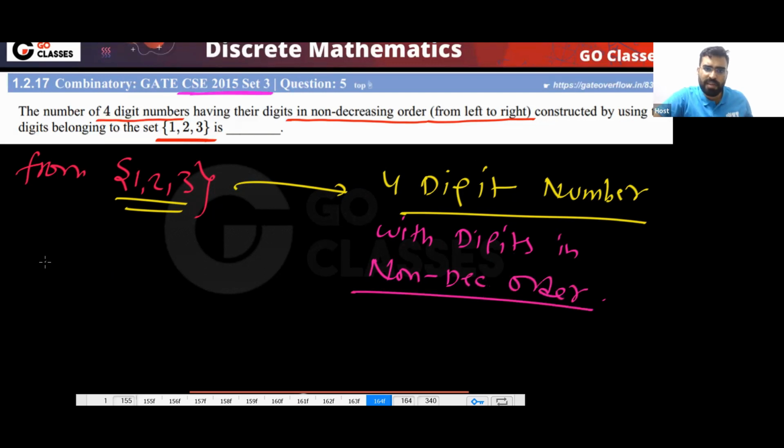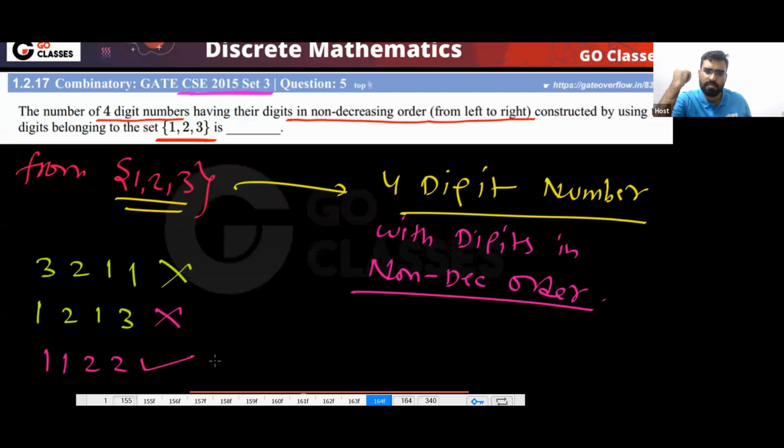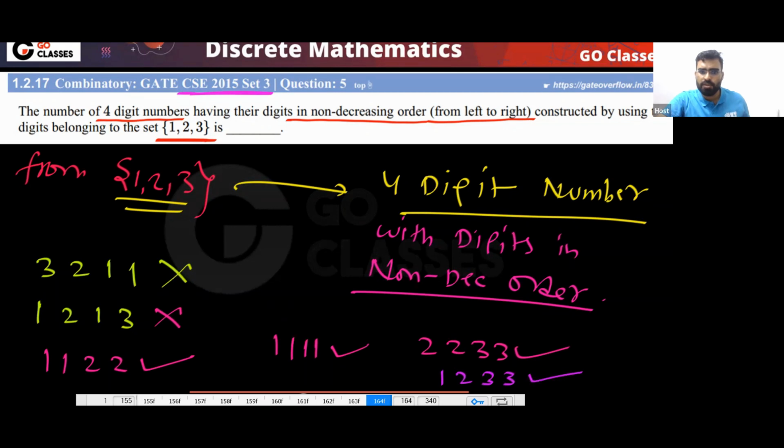So tell me, is this a valid number? This is not valid. There must be non-decreasing. Is this a valid number? No, this is also not valid. Is this a valid number? Yes, this is valid. So all these are valid numbers. Okay, clear? Very simple. 1, 2, 3, 3 is a valid number. This is also valid.